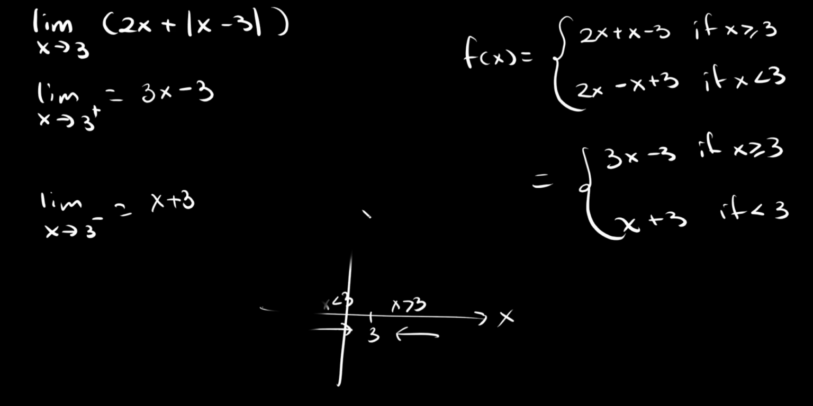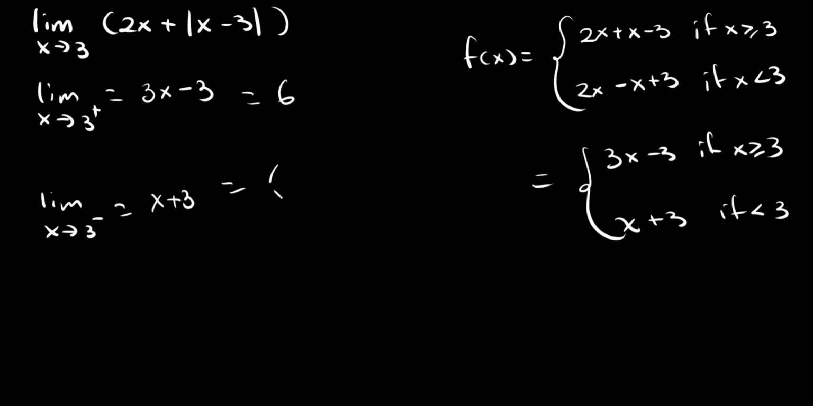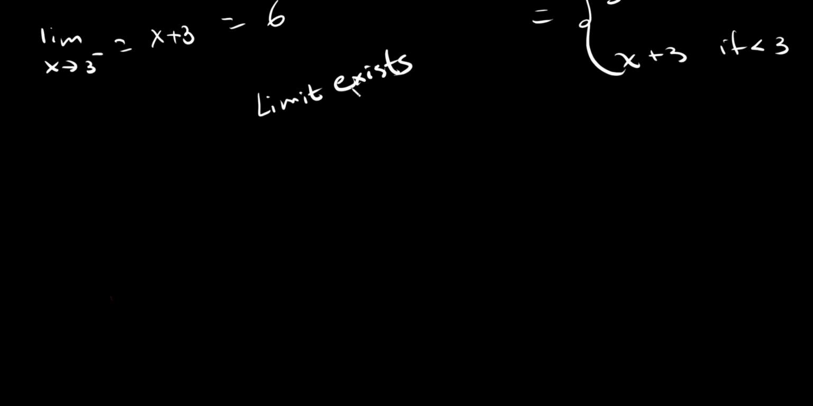All right. So now that we have both of our functions in my limit, we'll evaluate it. So this is going to give me 6. This is going to give me 6. And my limit does exist. My limit exists. Okay. All right. So this is the first question.